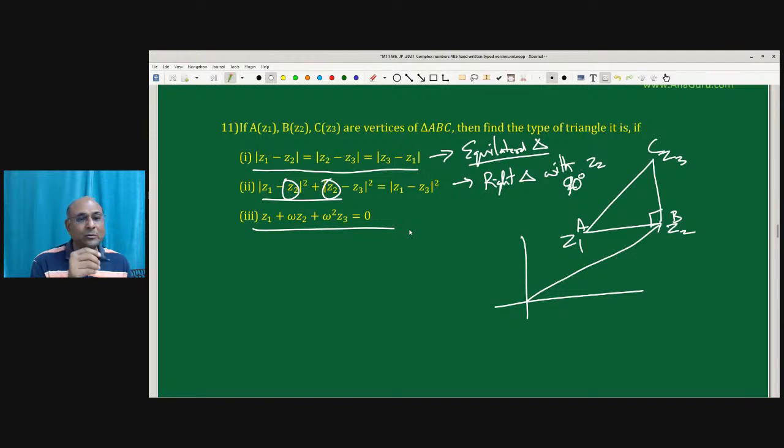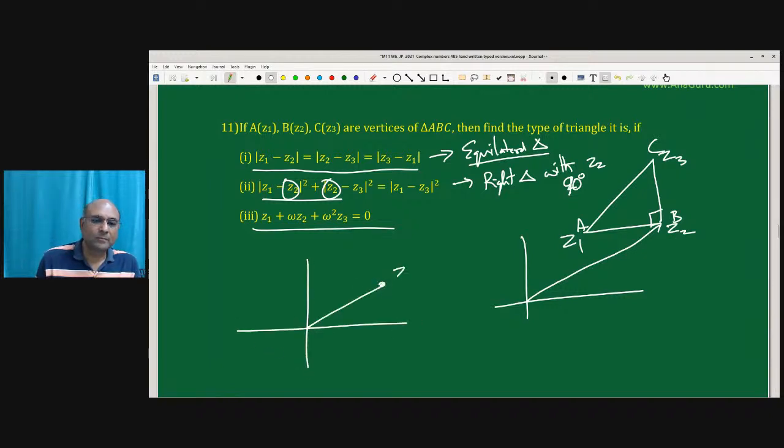Z1 plus omega times Z2 plus omega square times Z3 is 0. What does that mean? That's a little weird. If I think about Z2, omega times Z2 is just this. This is Z2, that is omega times Z2. Wait, let me make the angle more. Omega times Z2. Omega square Z3. I don't know where Z3 is.